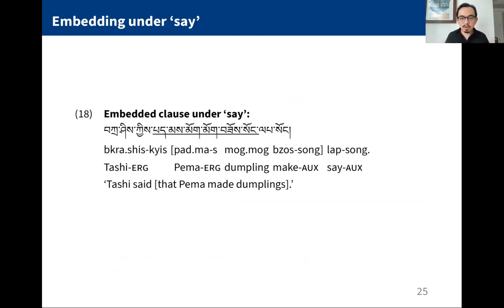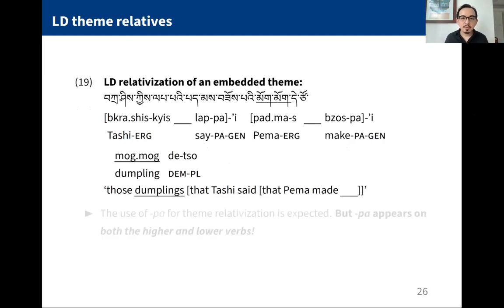So in order to build up to long-distance relatives, let's start by looking at what an embedded clause would look like. Here we have Tashi ki Pema momo susong lapsong: Tashi said that Pema made dumplings. Here we have this center-embedded kind of word order, very natural in Japanese. And now let's try to take that embedded theme and relativize over that position. We end up with the following result.